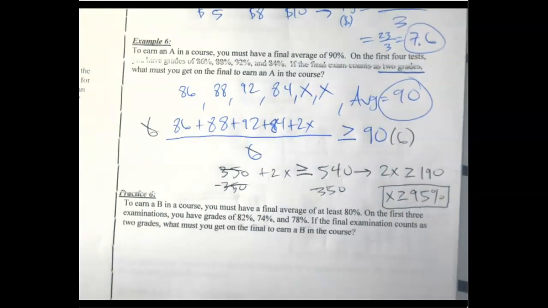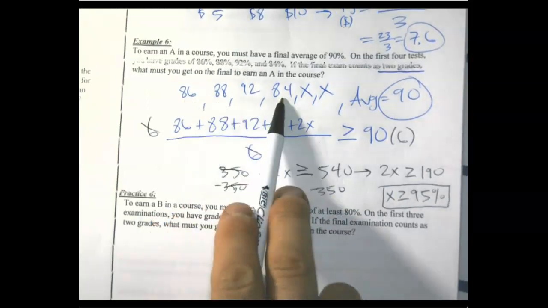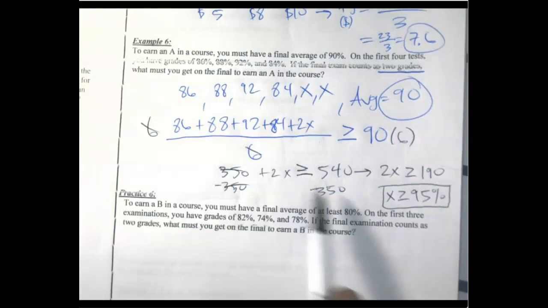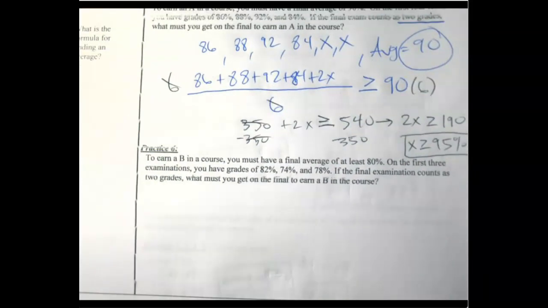It makes sense though, since all these are less than 90, or actually one of them isn't, but since most of them are less than 90, it makes sense that I have to score higher than 90 just to raise my average up to a 90 in the class.